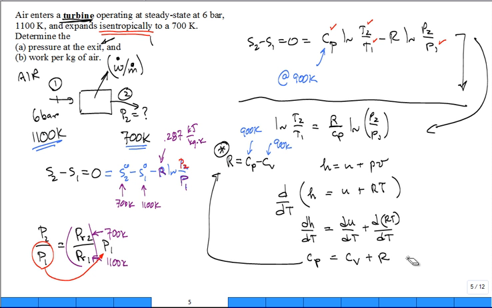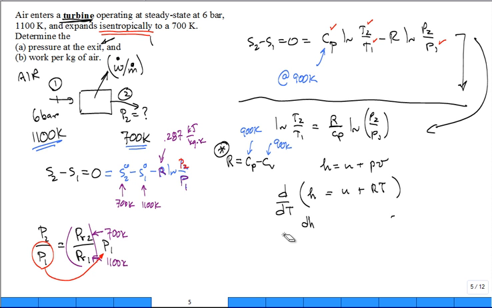All right. I think this is why people don't like thermodynamics. There are just so many pieces of the puzzle, and it helps if you can remember some of these little things.